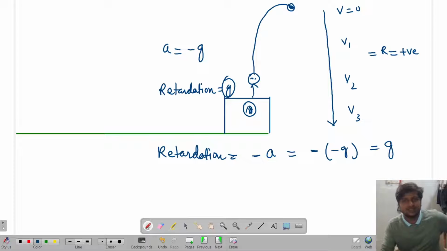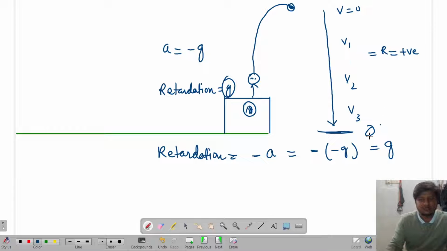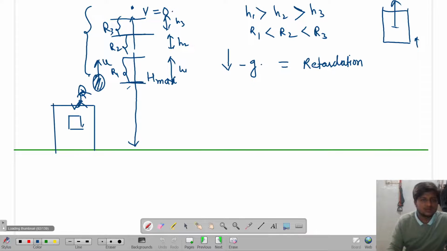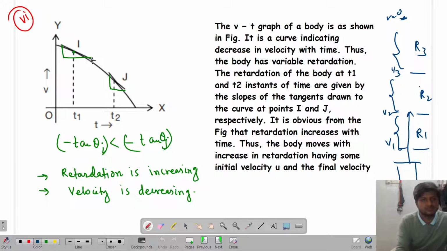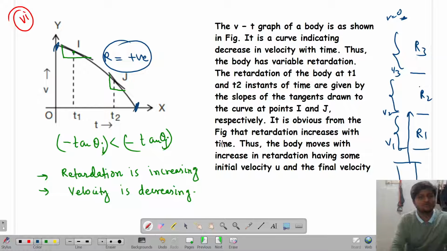Try to understand v1, v2, v3. What is happening? v1 is increasing, v2 is increasing, v3. Suddenly at the ground velocity becomes 0. So for this case, the decrease in velocity is also there, but also retardation is positive. How to draw that graph? The graph will remain the same over here. Retardation is positive and there is a decrease in the velocity from the initial velocity going to 0 velocity. So it represents both of the cases.